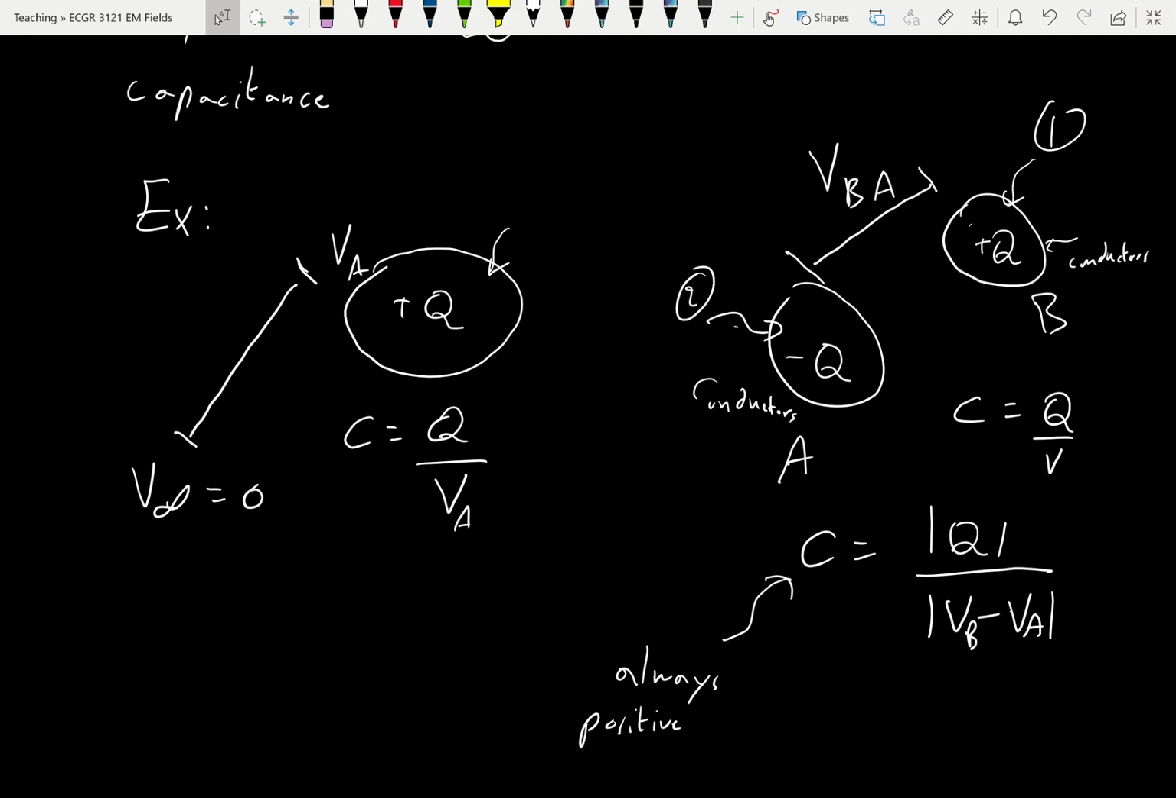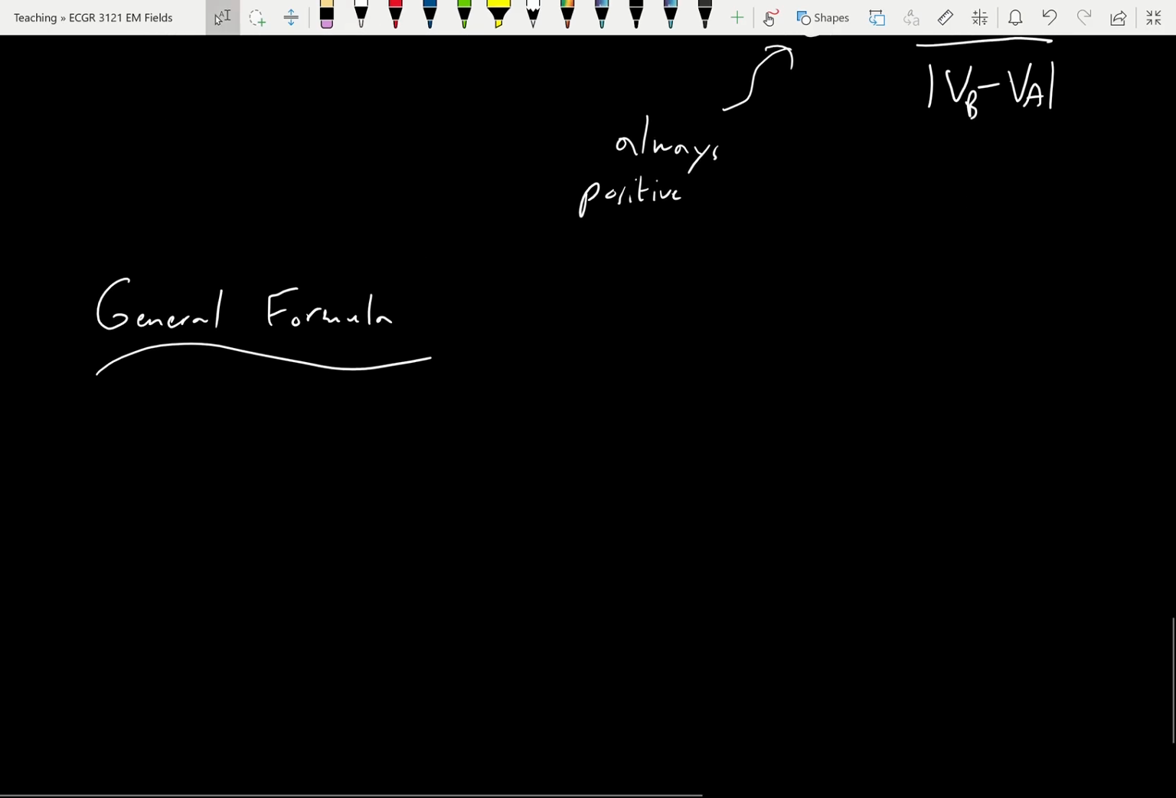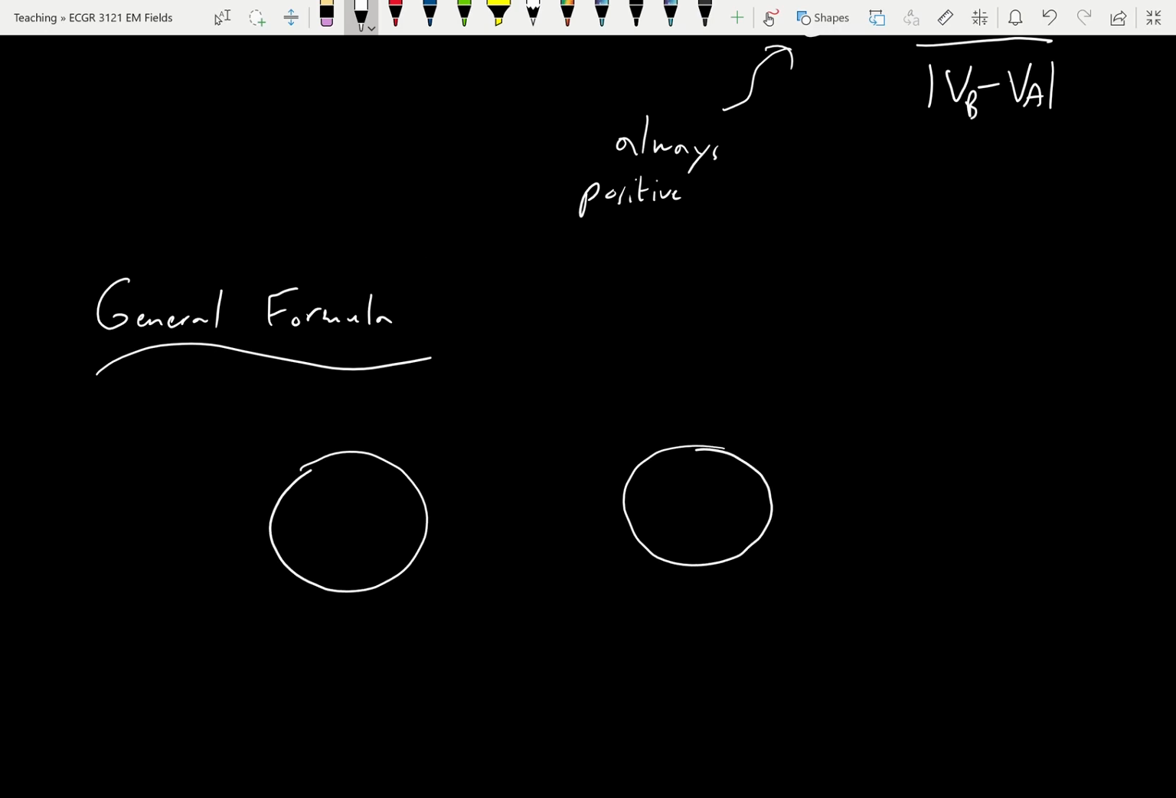All right. So what's the general formula for capacitance? Let's write it down. Typically, like I said, I have a structure which consists of two parts, and the two parts are typically conductors. I'm drawing them as circles, but they don't have to look like circles. They can look like anything really. Then typically one part has some positive charge accumulated, the other part has an opposing negative charge accumulated.